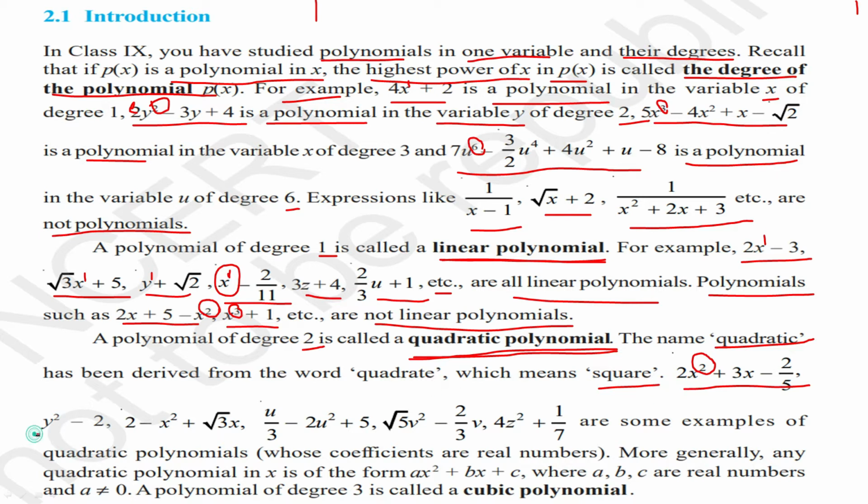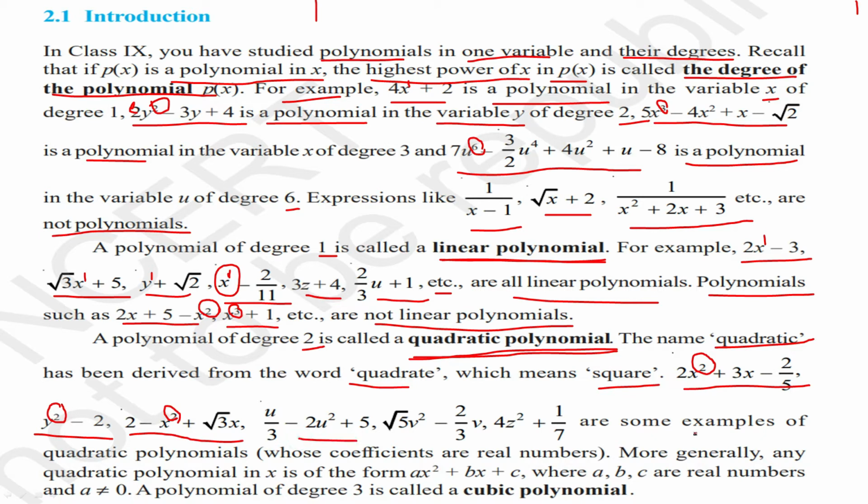Another example, y² - 2. Here the x term is missing, but the power 2 on y is there, so it is called a quadratic polynomial. 2 - x² + 3√3x: here the maximum degree is 2, so it is called a quadratic polynomial. Another example, u/3 - 2x².